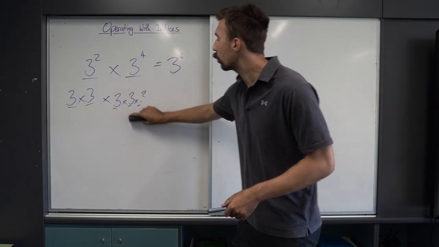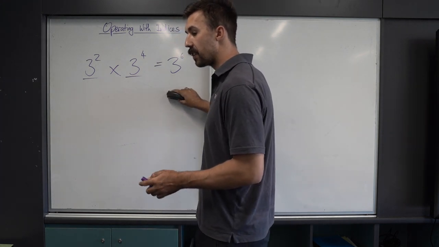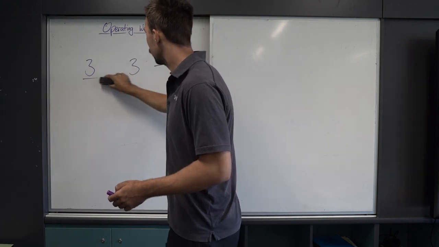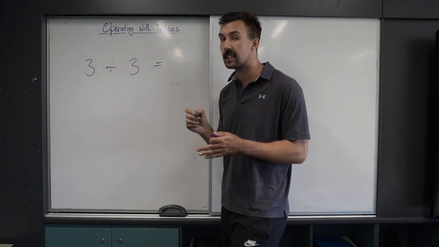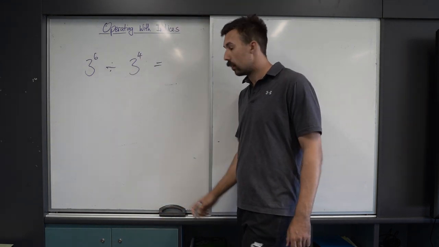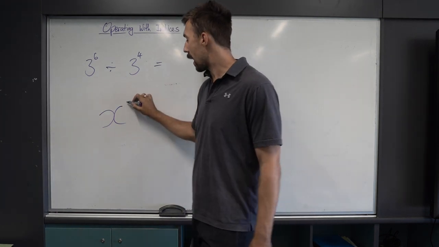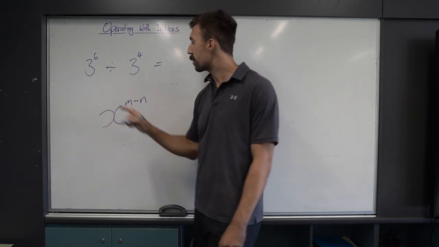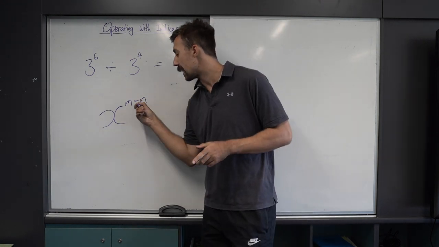Now, same rules apply. I'm going to give you a different answer. I'm going to jumble these around. I'm going to go divide. Here's the next indice law. 3 to the power of 6, 3 to the power of 4. When we have a base number that's the same, the m and the n subtract. So when we divide our indices with the same base value, the indices subtract.